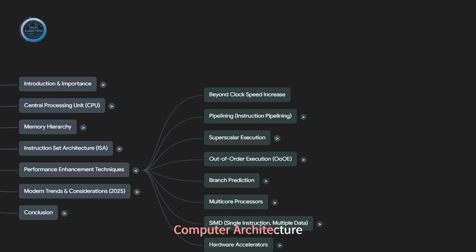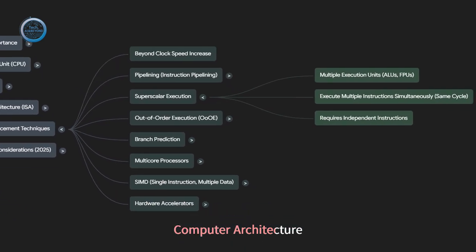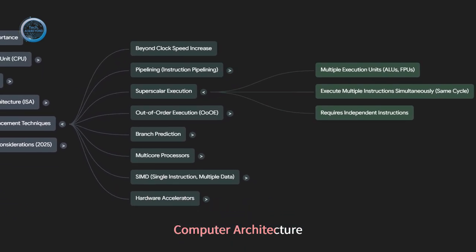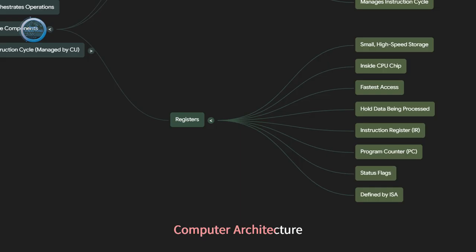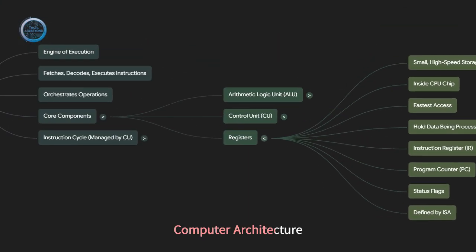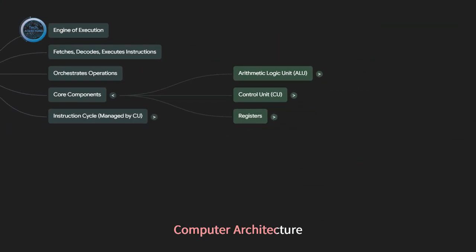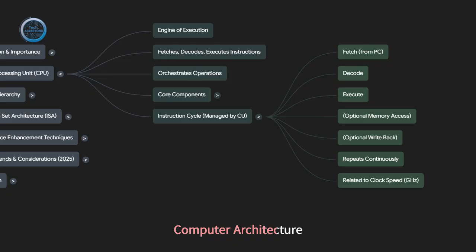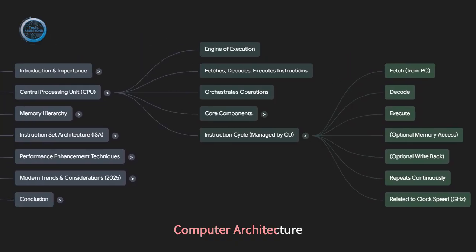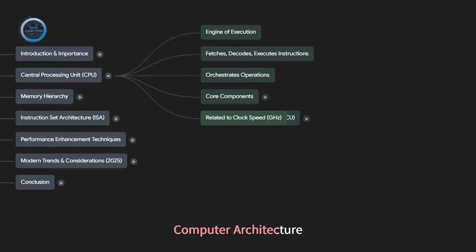Where would that be useful? It's extremely useful for tasks with high data parallelism. Think multimedia processing, like adjusting the brightness of all pixels in an image, or processing audio samples, scientific computing with large vectors or matrices. And very importantly today, AI and machine learning often involve massive operations on large data sets that map really well to SIMD. It's about efficiency for repetitive operations on bulk data. Got it. Doing the same thing to lots of data points at the same time.